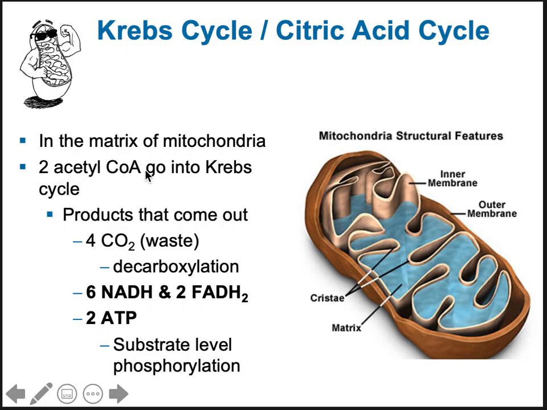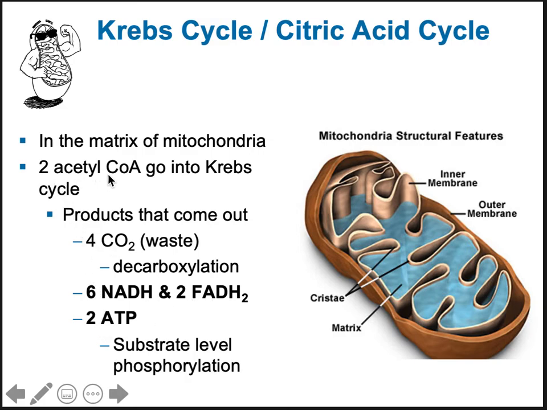So the 2 acetyl-CoA molecules go into the matrix, the blue stuff in this image. You're going to make even more carbon dioxide. So you're going to see another decarboxylation happen. You're also going to get out 6 NADH. Now this is counting for both of the acetyl-CoAs. This is the total for both. So if you're talking about one individual, it'd be 2, 3, and 1, and 1.